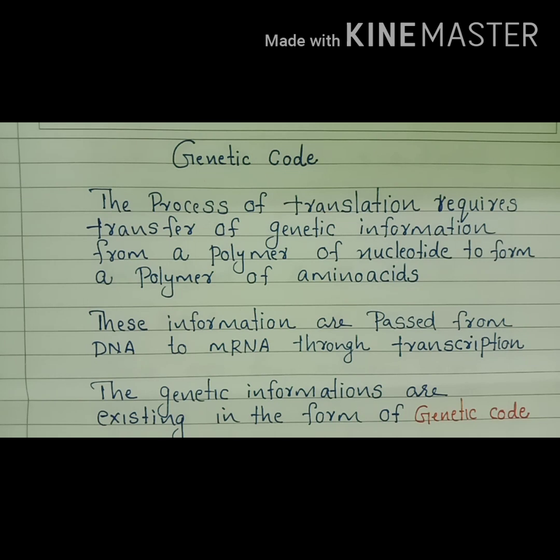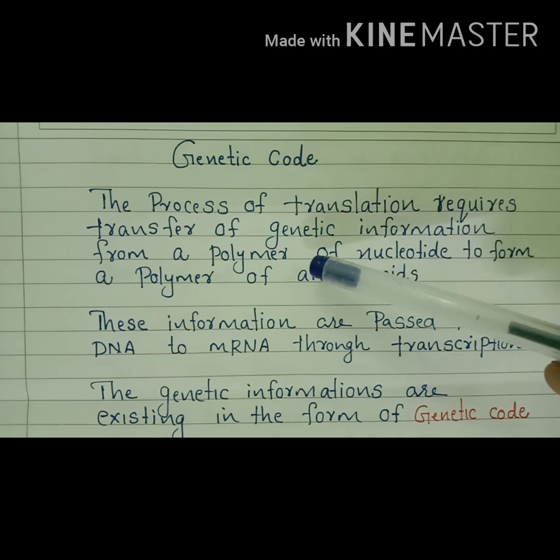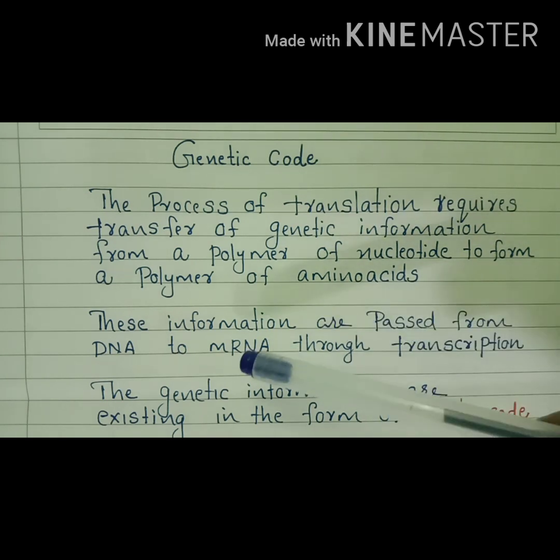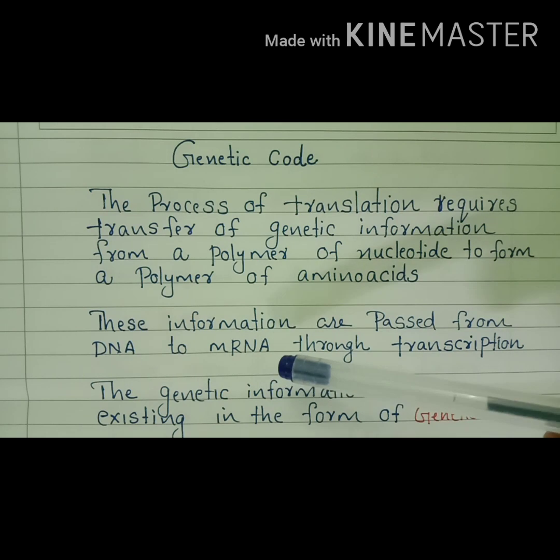Genetic code. The process of translation requires transfer of genetic information from a polymer of nucleotides to form a polymer of amino acids. This information is passed from DNA to mRNA, or messenger RNA, through transcription. The genetic information exists in mRNA in the form of genetic code.